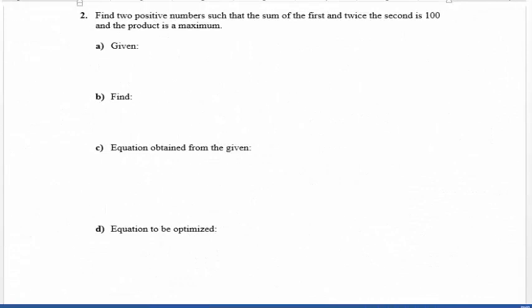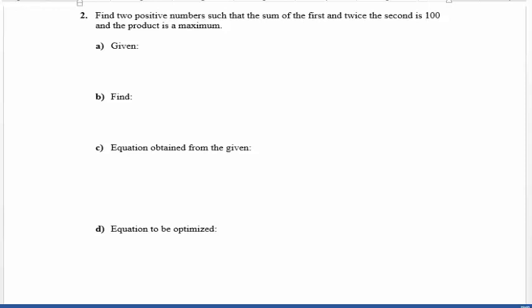Alright, so this is number 2 from the optimization activity that we began in class. We're to find two positive numbers such that the sum of the first and twice the second is 100 and the product is a maximum.